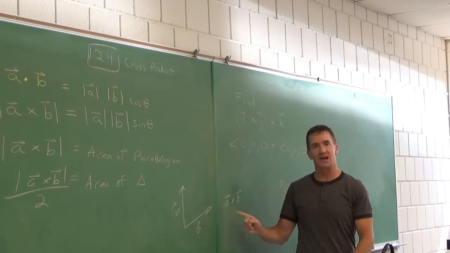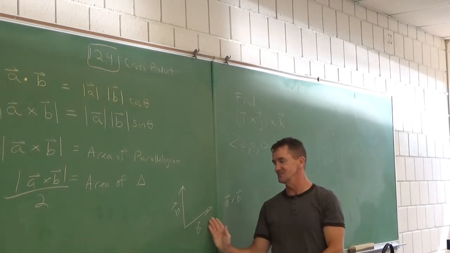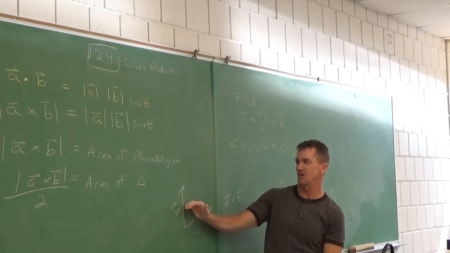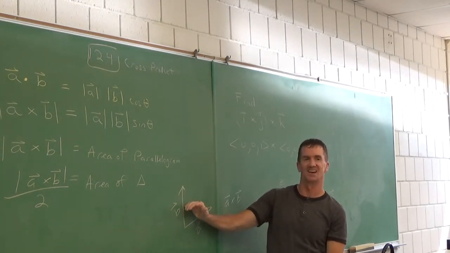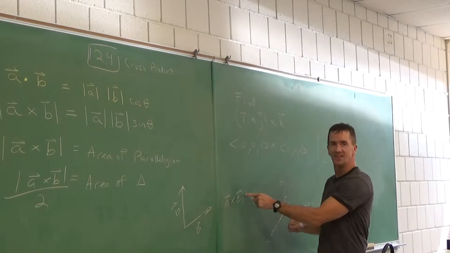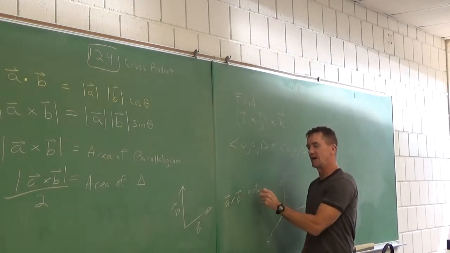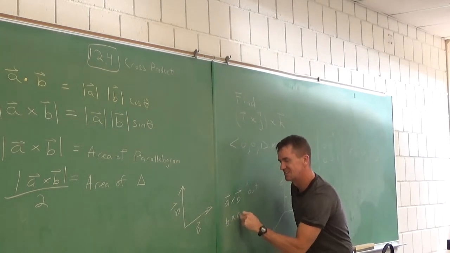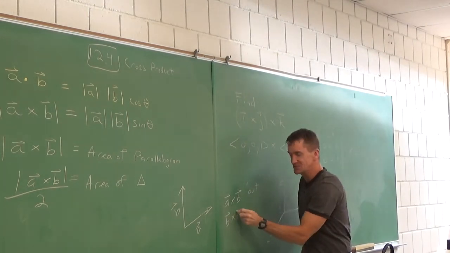So I start with A with my right hand, tips of my fingers. And I curl towards what? B. So which way is my thumb pointing? Coming towards me. This would come out of the board, right? And then what would B cross A be? It has to go in the opposite direction, yep.